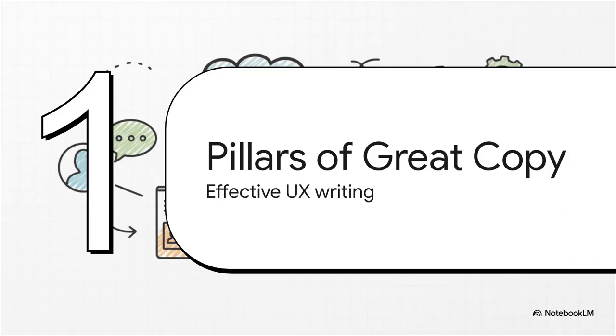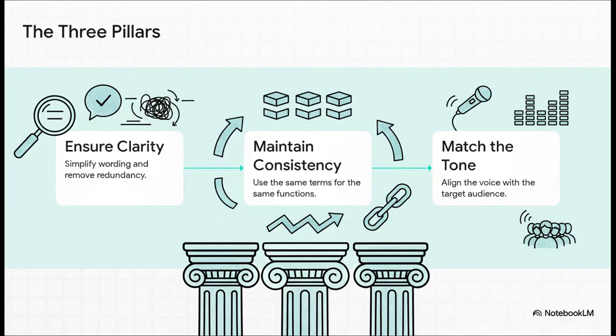Okay, so how do we actually get this right? Well, it pretty much boils down to three core principles. Think of them as three pillars that you can use to build really effective, trustworthy copy for any project you're working on. And here they are: clarity, consistency, and tone. I know, they might sound a little basic, but trust me, mastering these three things is what separates pretty good design from truly great design.